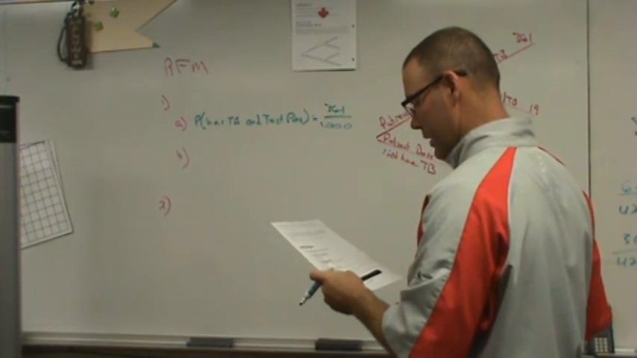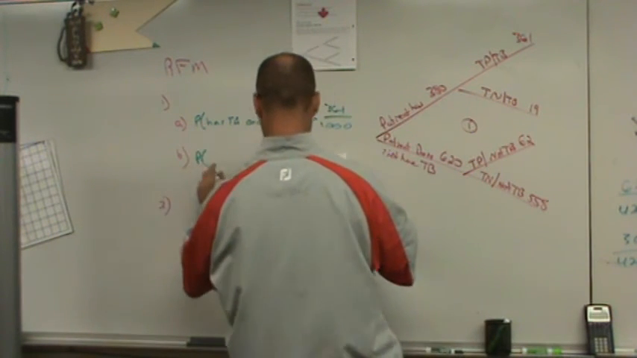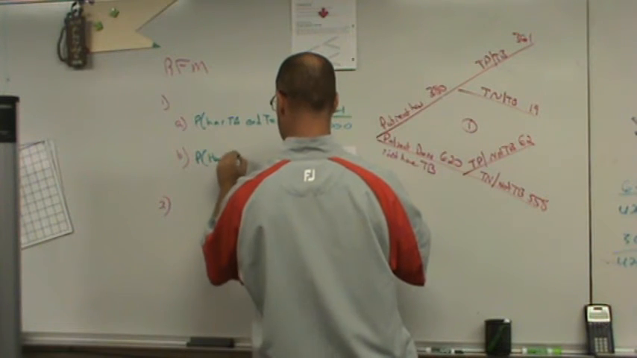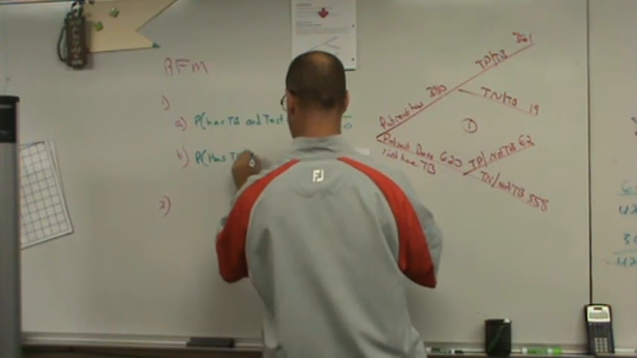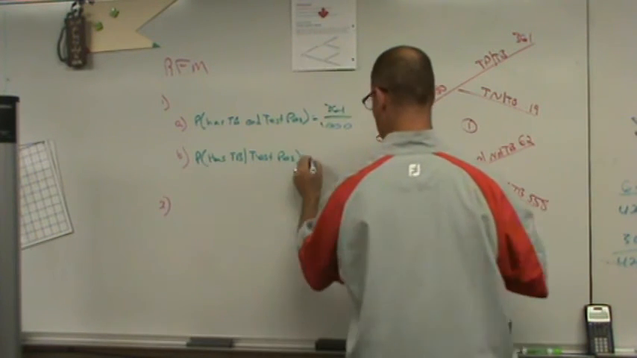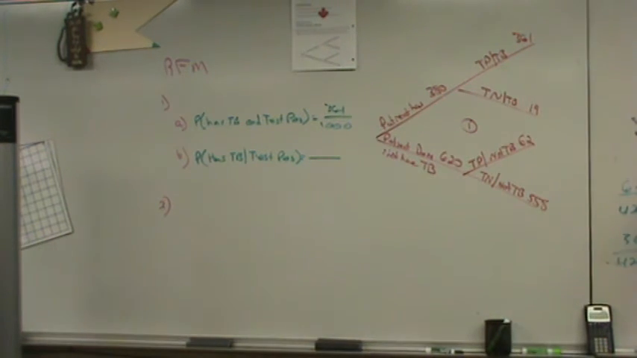So real quickly, the probability B changes a little bit. B is that probability is not correct. It's has TB given they test positive. All right, so this one changes a little bit. Now it's testing positive or negative. So this is where we're going to look at here because it's the given thing.